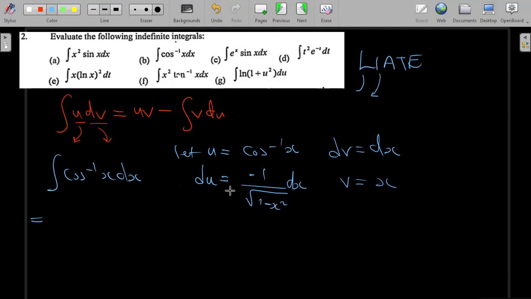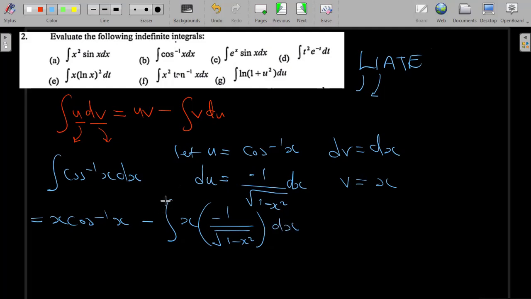So now I can replace this here. My u is cos inverse, then my v is x. So I have x cos inverse of x. Then from here, minus, of course, the integral: my v is x, then du is this thing here, which is negative 1 over root of 1 minus x squared, then of course dx. So this is what I get.